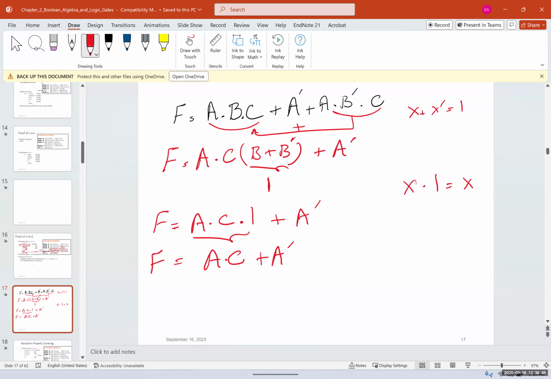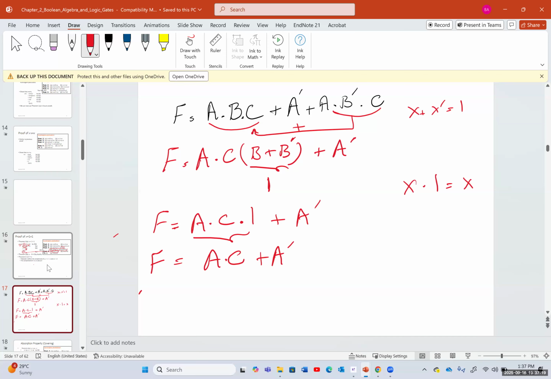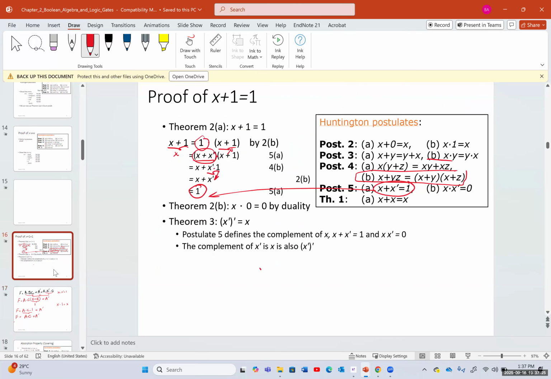I guess what I did was wrong, but I factored out the A, so that A prime became 1 prime, which would be 0. Can you not do that? No, no. Because maybe that's 1 and A prime becomes 0. But you can use this postulate over here. Sorry, I don't know why my pen doesn't work. Give me a second. So which one of these postulates can I use?